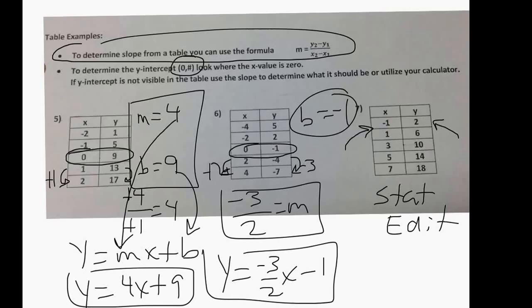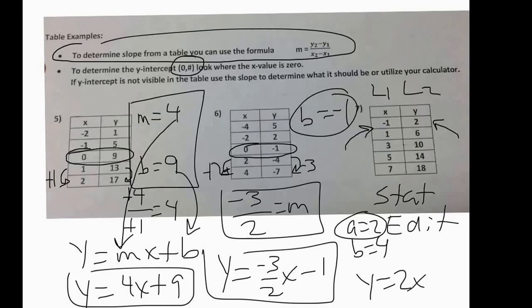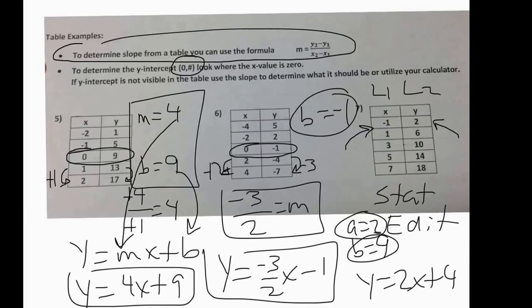Then on the L2 side, so this is my L1 side, this is my L2 side. And then I put 2, 6, 10, 14, and 18. Stat calc 4. I'm told that A is 2 and B is 4. And when I write my equation, A is the slope, B is the B. So y equals 2x plus 4.